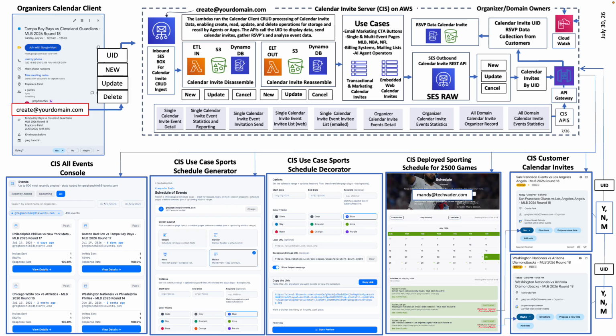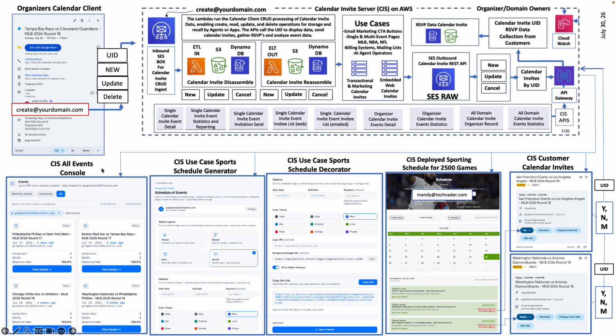Today's mission is to show you all very quickly how I got data into the calendar invite server on AWS and what the APIs can do for you: display APIs, and then the embedded calendar invite REST API, which we've developed as part of our intellectual property.